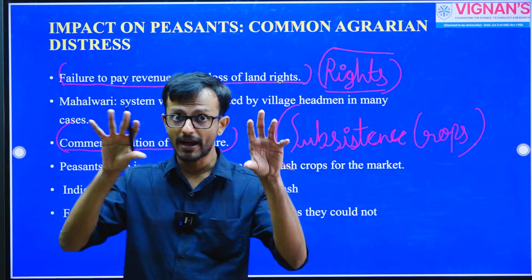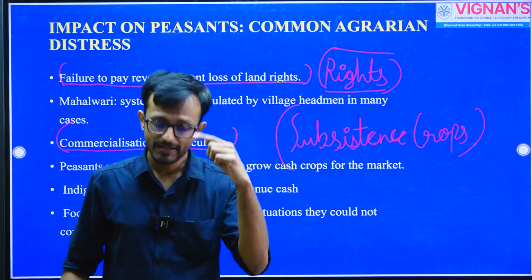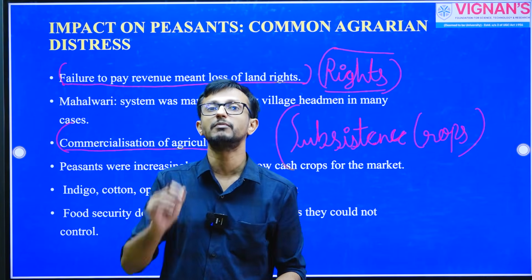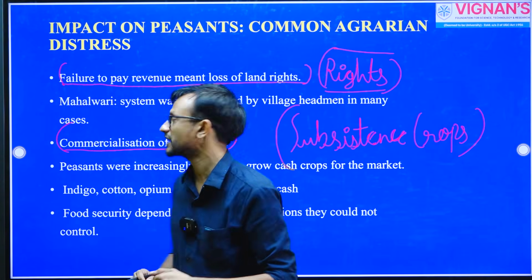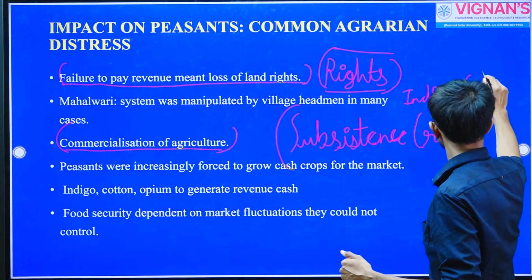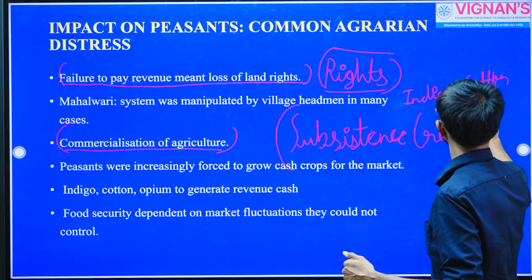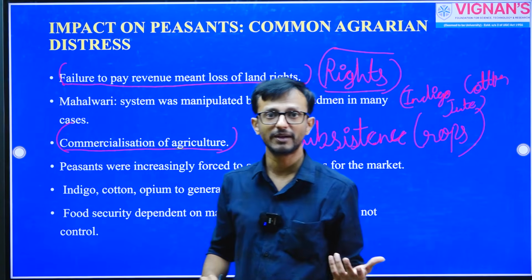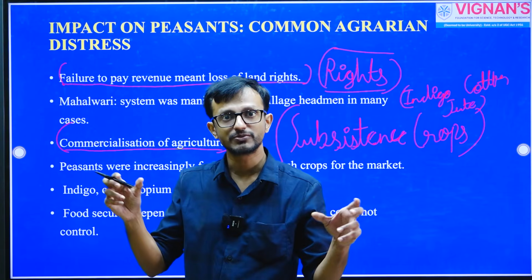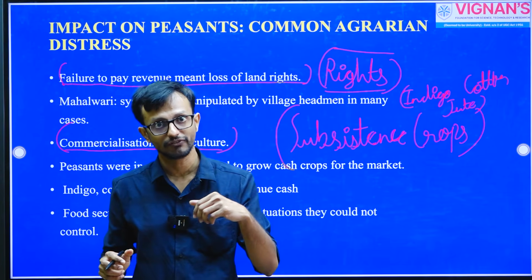Because the revenue demands are fixed very high, the peasants are forced to cultivate commercial crops, because commercial crops give you more profit. Commercial crops like indigo, cotton, jute. Through jute you make bags, right? And even cloth also sometimes. So these are commercial crops, and commercial crops will give you more profit.